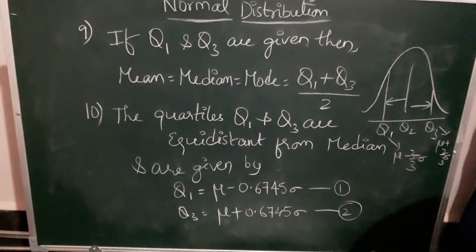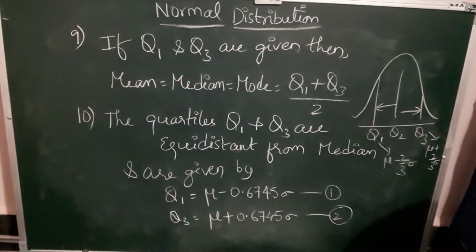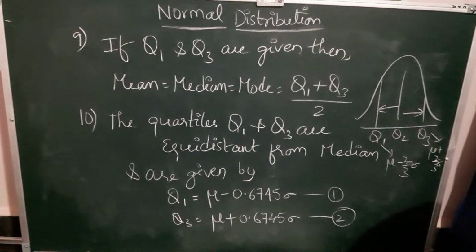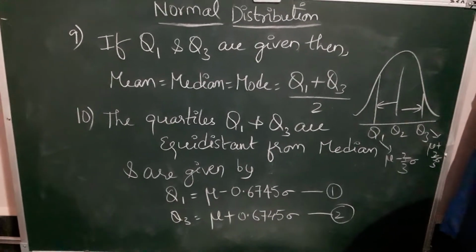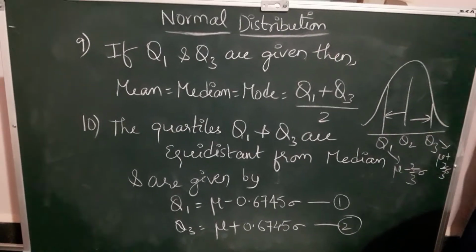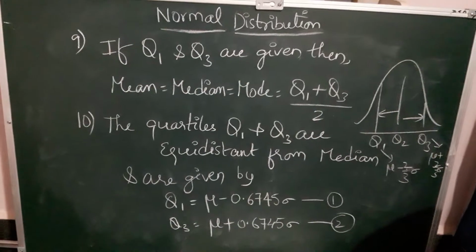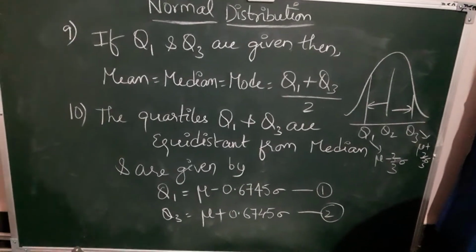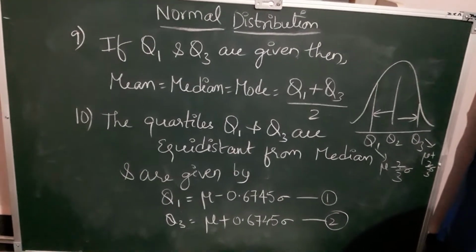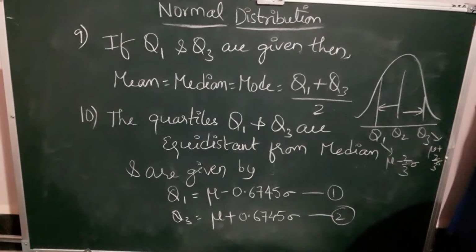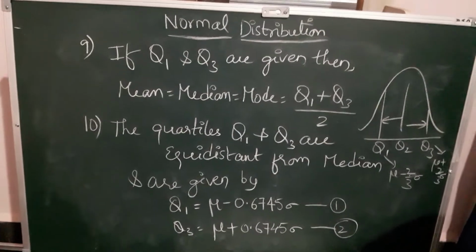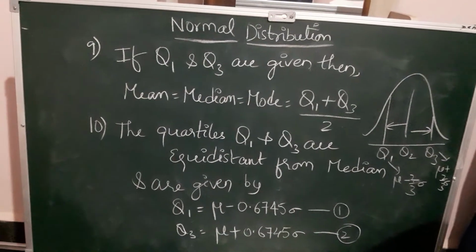So what are the formulas? Q1 is mu minus 2 by 3 sigma, and Q3 is mu plus 2 by 3 sigma. These are the two properties, a continuation of property number 8. So by this, I have given 10 properties in total. I think you are maintaining the notes. Clear? So, 10 properties in total. Let us see two more properties of the normal distribution.